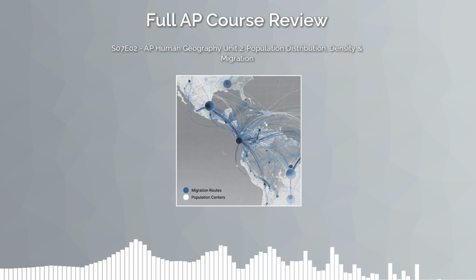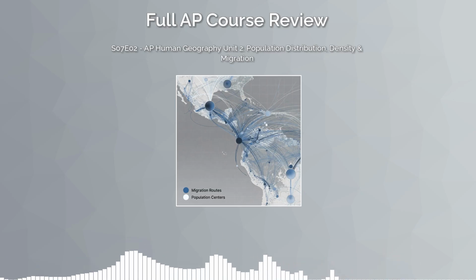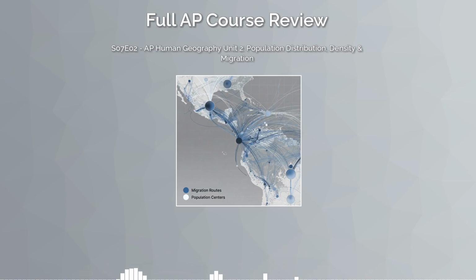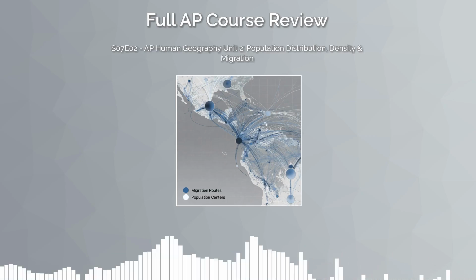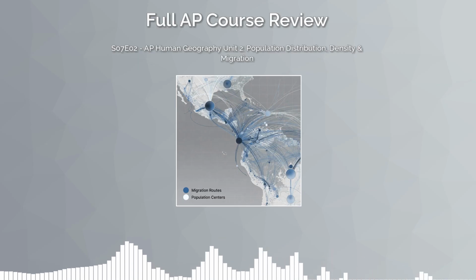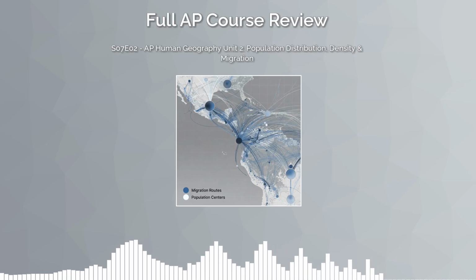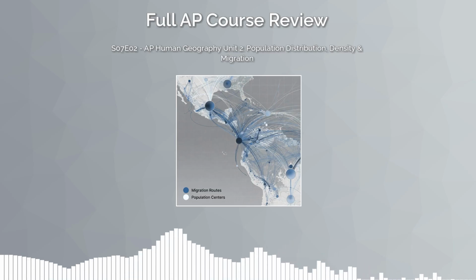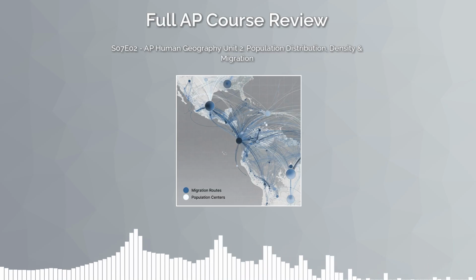A TFR well above 2.1, common in parts of sub-Saharan Africa where rates can exceed 5 or 6, signals rapid natural increase. The TFR is a far better indicator of a population's reproductive behavior than the CBR because it controls for age structure. This is a comparison the exam frequently asks you to make.